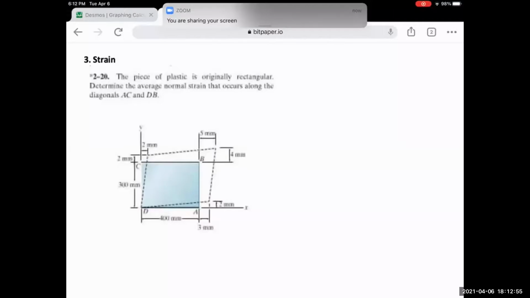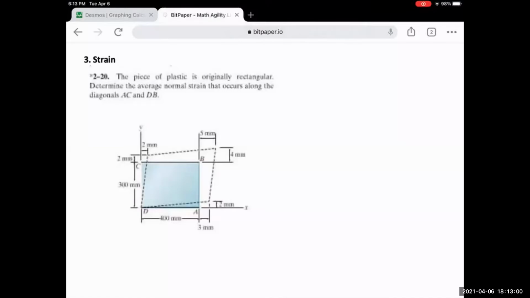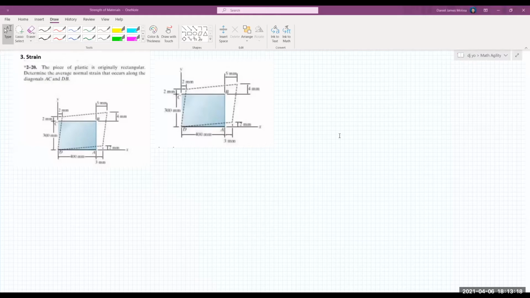Okay, so for question number three, the piece of plastic is originally rectangular. Determine the average normal strain that occurs along the diagonals AC and DB given the figure below. Okay, so let me go back again to DJ's screen. Okay, so we are asked to determine the average normal strain on the two diagonals.